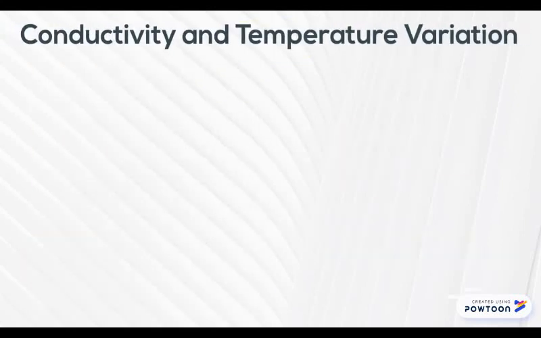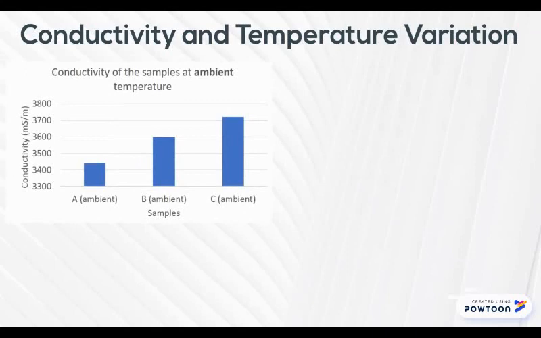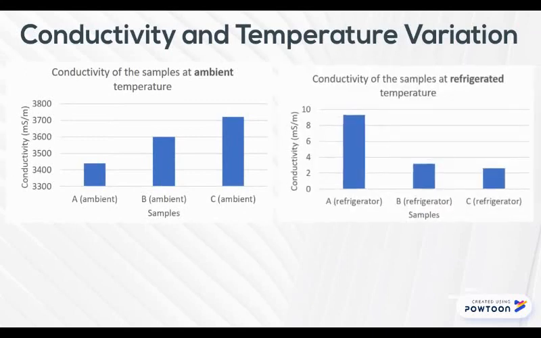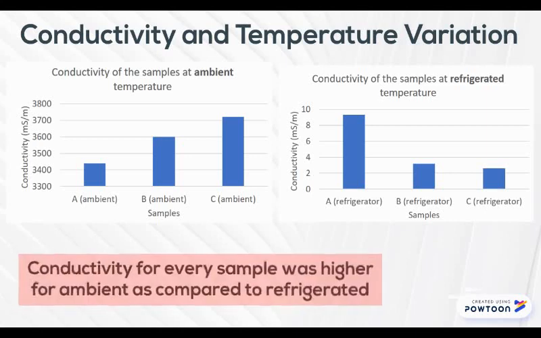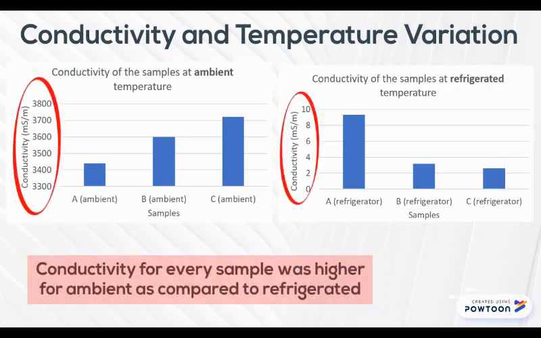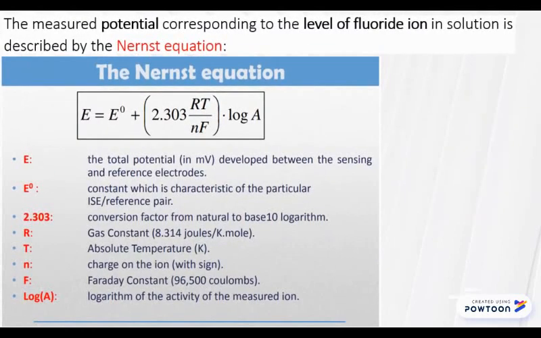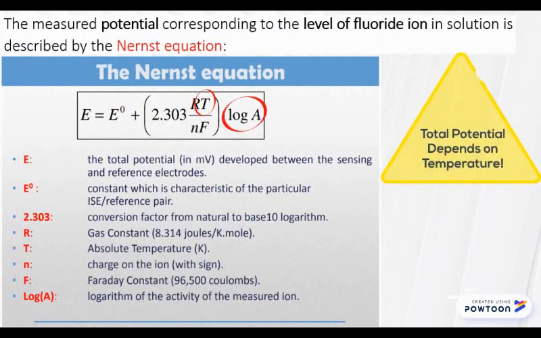Conductivity and temperature variation. The conductivity of the samples was measured at two temperatures, ambient and refrigerated. As can be observed, the conductivity for every sample was higher at ambient as compared to refrigerated. The Nernst equation shows that the total potential depends on temperature and the logarithm of ion activity. The higher the temperature and the higher the activity of the ions, the higher the potential. This reflects the fact that the conductivity would be higher and vice versa. In real-life situations, the potential would vary based on the temperature, giving us different values for the concentration measured.